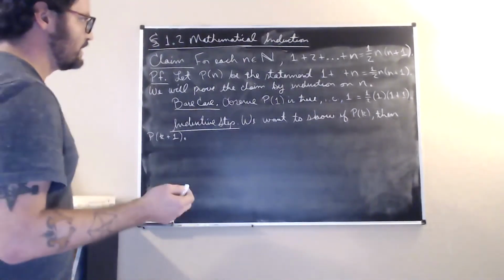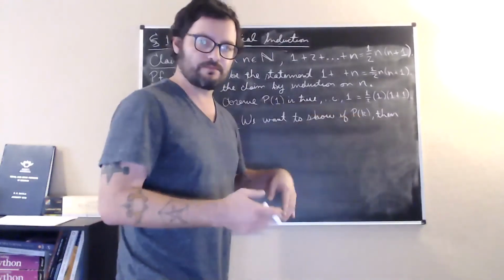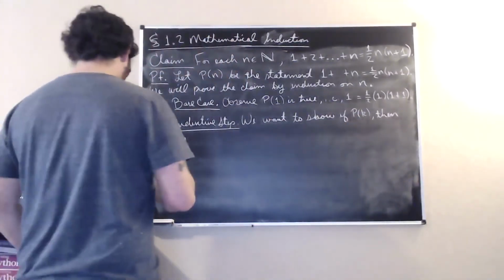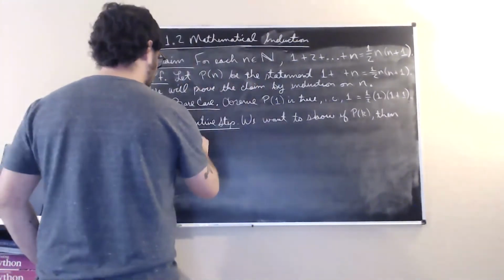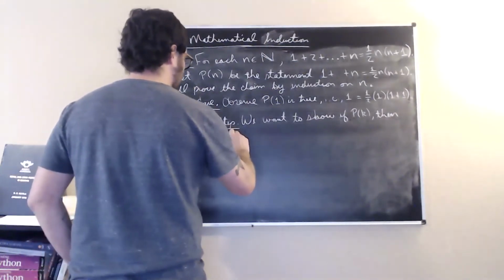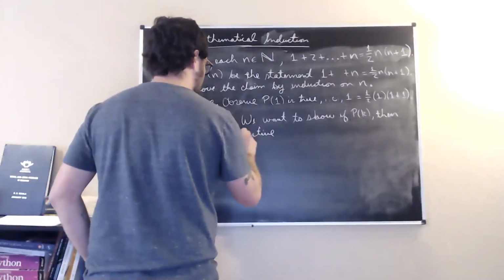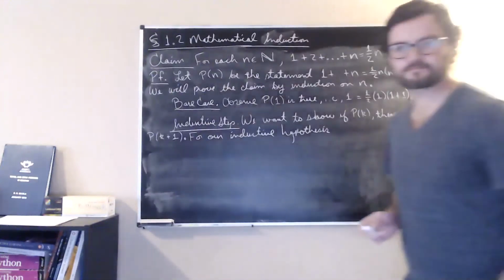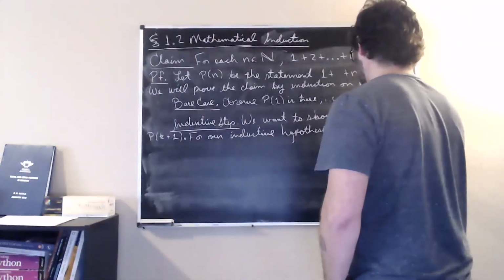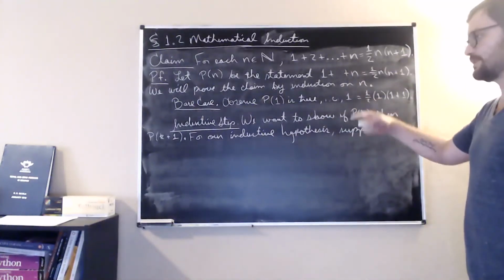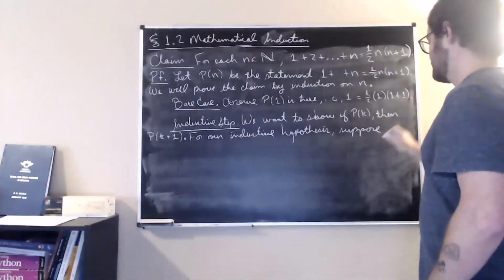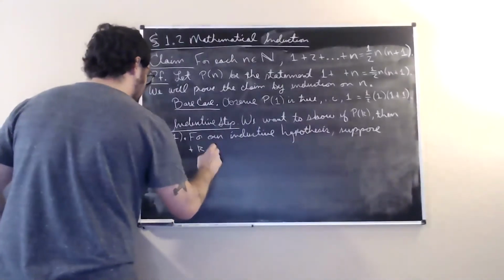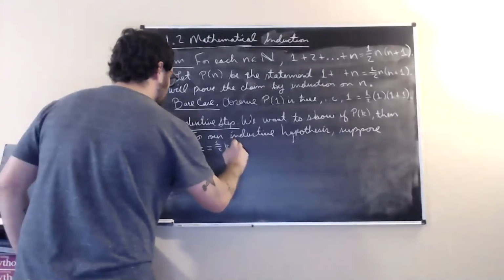Okay. So in order to do this, we have to assume P of k. Right? We're trying to prove if that, then that. So we're going to assume the hypothesis, which will be called our inductive hypothesis. So that right there is our inductive hypothesis. For our inductive hypothesis, suppose P of k is true, i.e., that 1 plus dot dot dot up to k is equal to 1/2 of k times k plus 1. Suppose the sum to k is equal to 1/2 k times k plus 1.